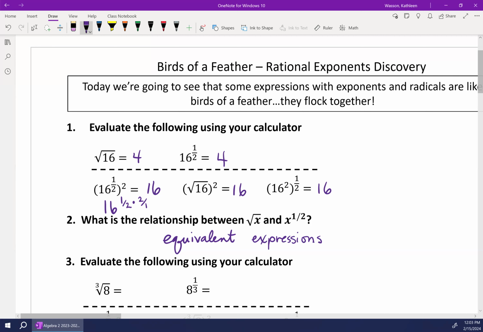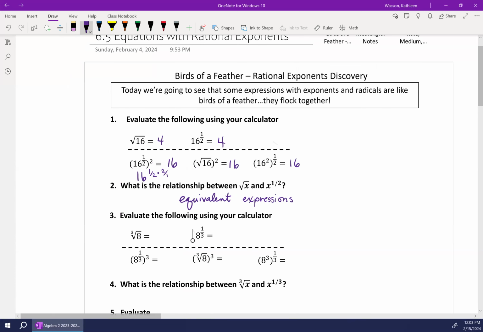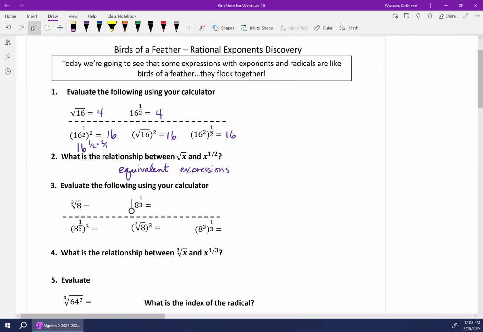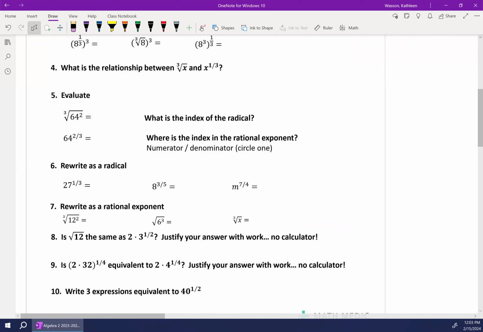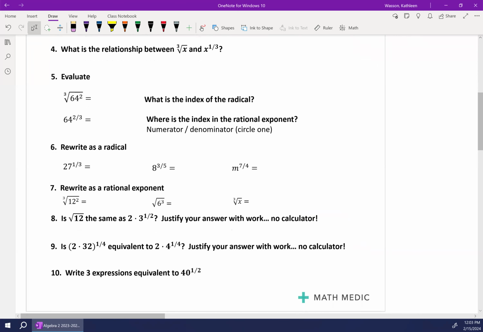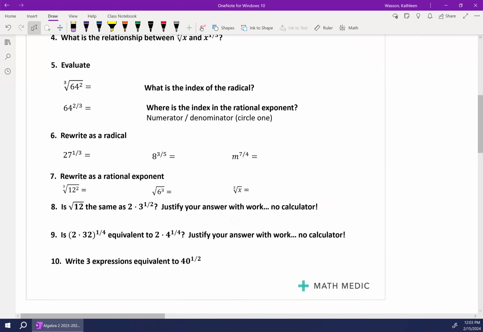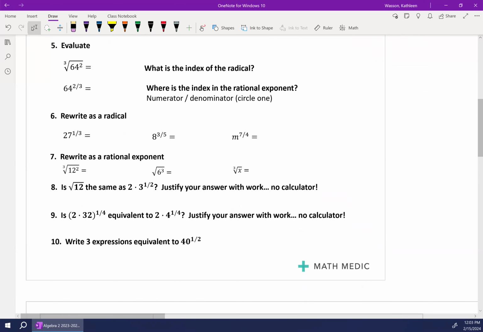I do have this posted, and I have copies if you want to come get a copy, but this goes through the relationships between radical expressions and expressions that have a rational exponent. Rational numbers are any numbers that can be written as fractions. So with math vocabulary, we call this a fraction exponent. A fractional exponent is a rational exponent.